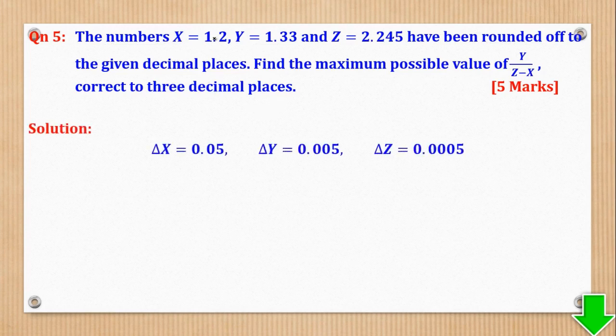So first of all, the error in x is this. If it is 1 decimal place, it will have 0, 5. If there are 2 decimal places, they will have 2 zeros here followed by 5. If there are 3 decimal places, they will have 3 zeros followed by 5.